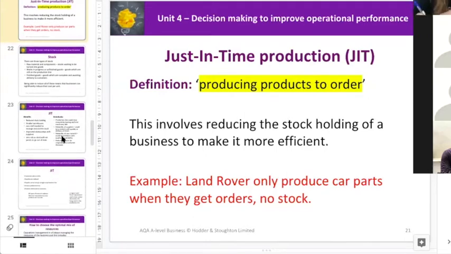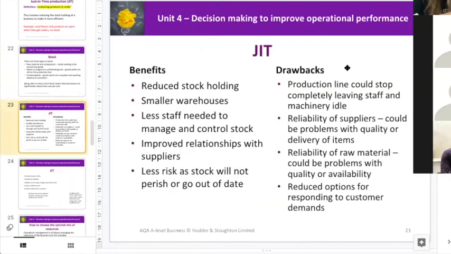I'm going to give you the benefits and drawbacks of just in time. Well, I'm not going to go over each one of these, but you can tell the benefits. Reducing stock, smaller warehouse, less employees, and less risk. Because some stocks can be perishable after a while.